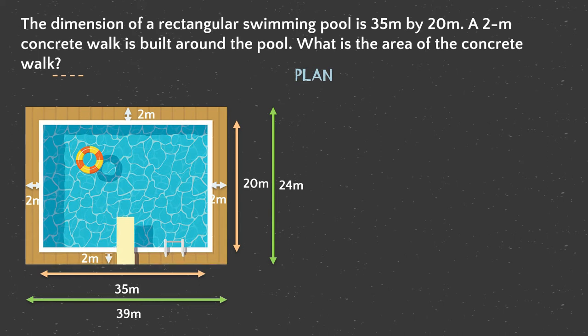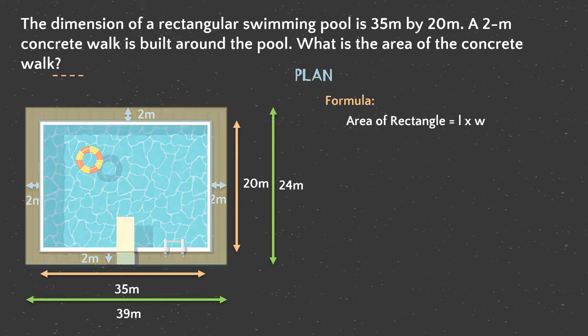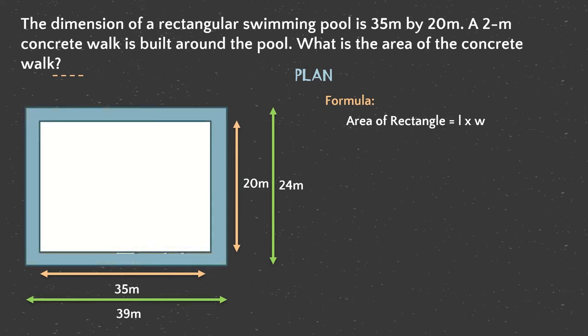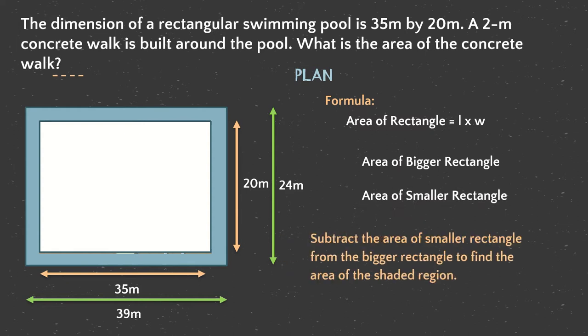The formula we are going to use is the area of the rectangle, which is length times width. We are going to find the area of the bigger rectangle and the area of the smaller rectangle. So for us to be able to find the area of the concrete walk, we are going to subtract the area of the smaller rectangle from the bigger rectangle.